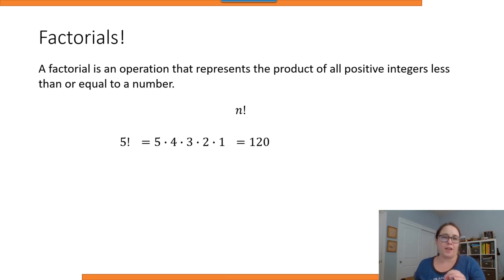Now, some other facts that you might want to be aware of with factorials is 0 factorial, as weird as it might seem, is 1, as is 1 factorial. So if you run into those, there's no issue there. Both of those are going to be equal to 1.